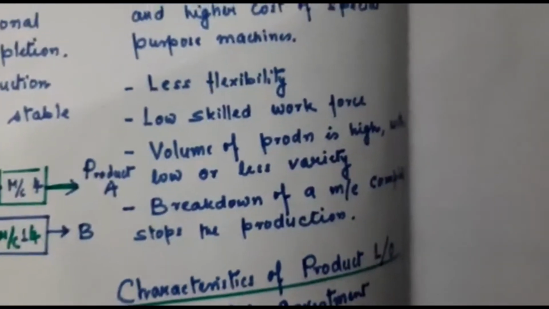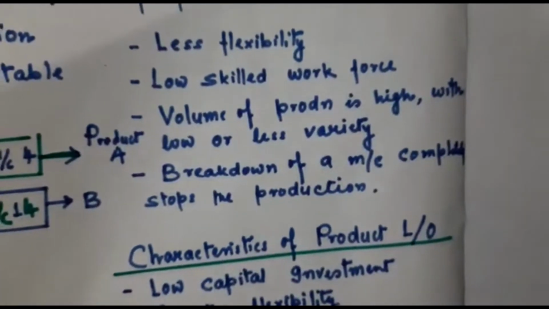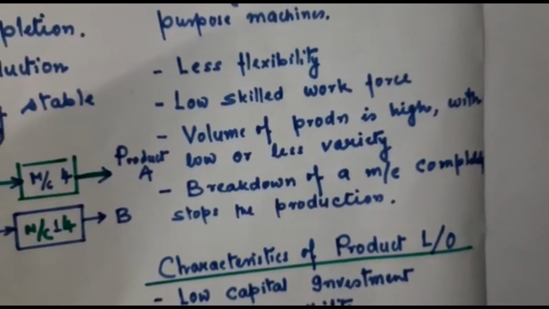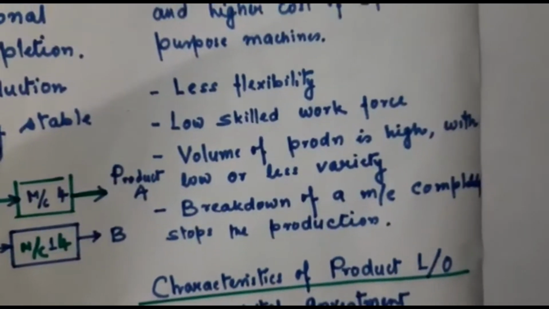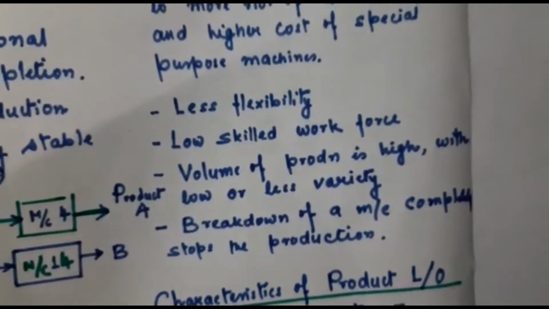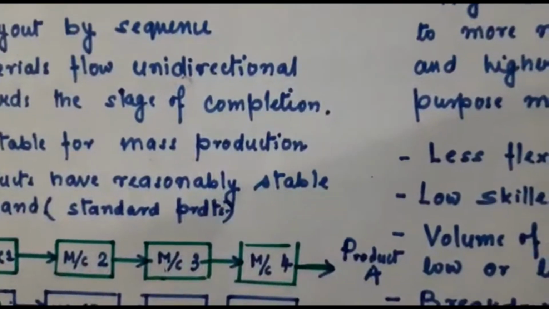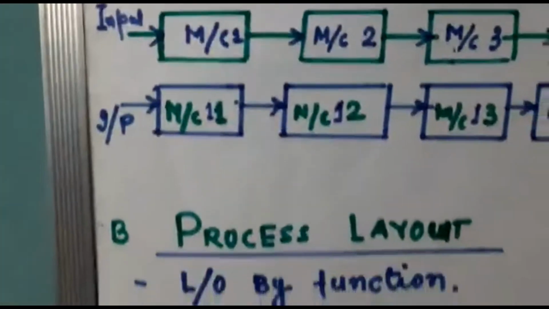But the biggest disadvantage of this product layout is that if there is a breakdown of a machine, then it will jeopardize the whole production line. So breakdown of a machine completely stops the production. So this is what a product layout means. Okay. Next is process layout.